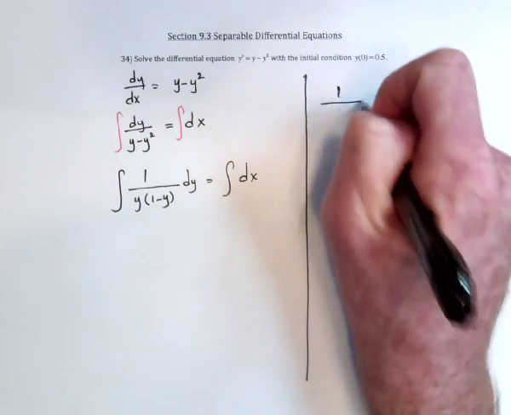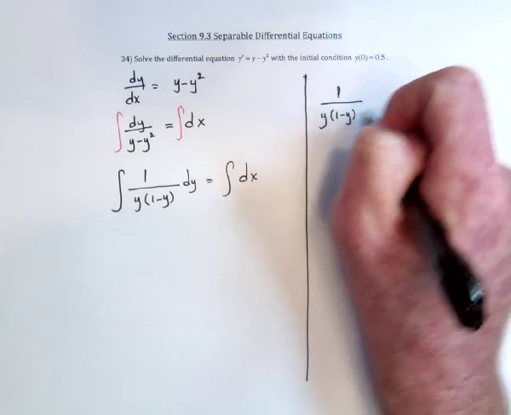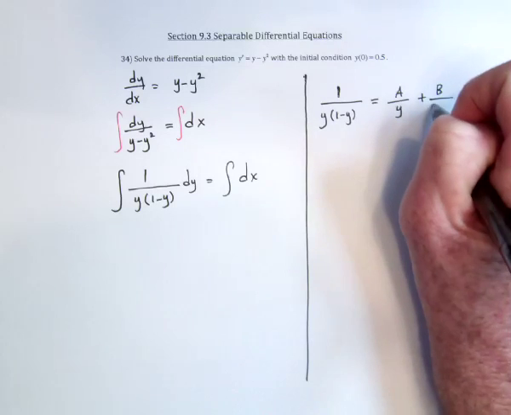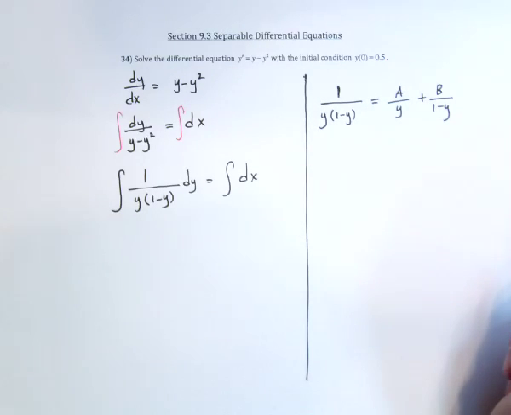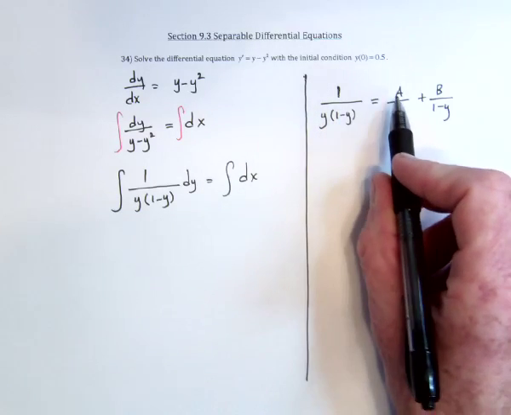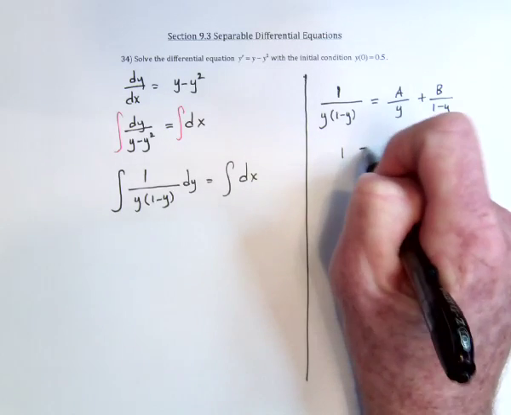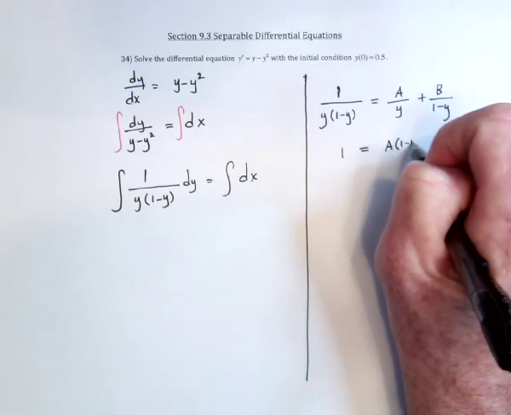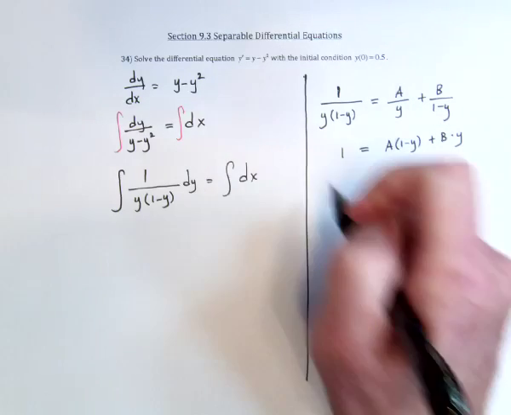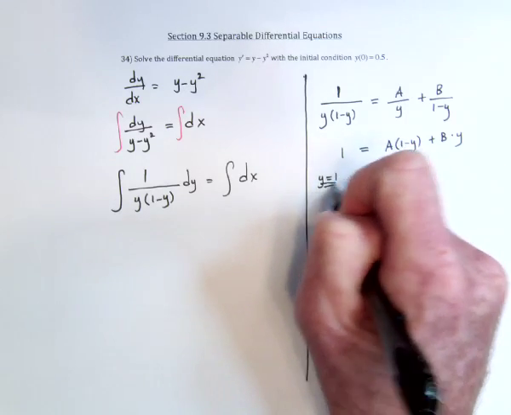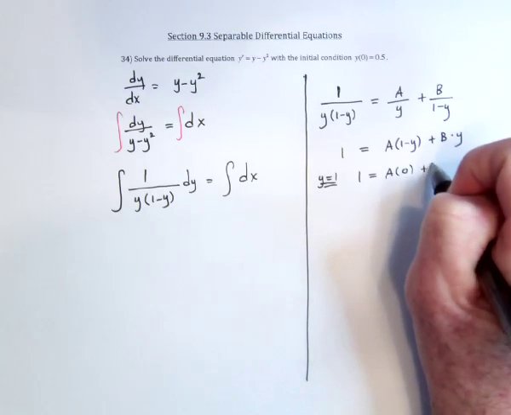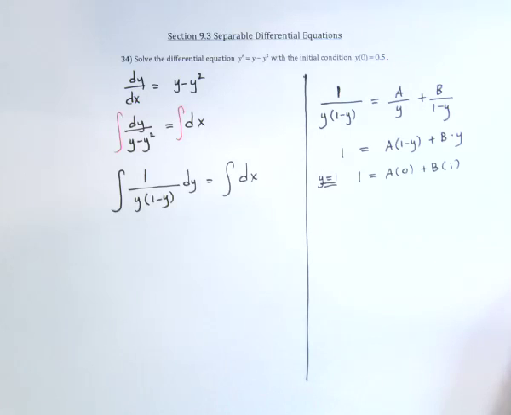So we'd have 1 over y times 1 minus y can be separated into something over y plus something else over 1 minus y. And then use the least common denominator, which is y times 1 minus y, multiply all three terms by it. On this side it's going to leave a 1. Here it's going to leave a times 1 minus y, and then b times y. So just pick numbers for y, like if y equals 1, the equation would look like 1 equals a times 0 plus b times 1. So it turns out that b is equal to 1.